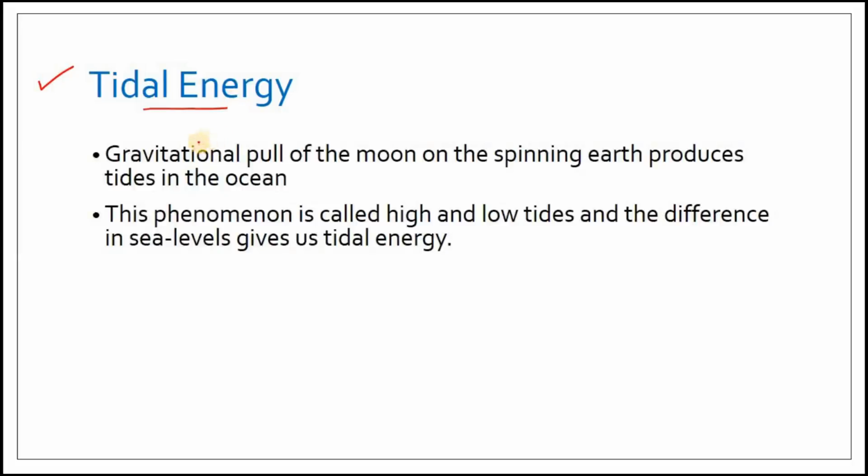So first type of ocean energy is using the tides, right? So tidal energy we'll talk of. See, gravitational pull of the moon on the spinning earth produces tides in the ocean, right? This is called high tide and low tide. So this phenomenon is called high and low tides, and the difference in sea levels gives us tidal energy.